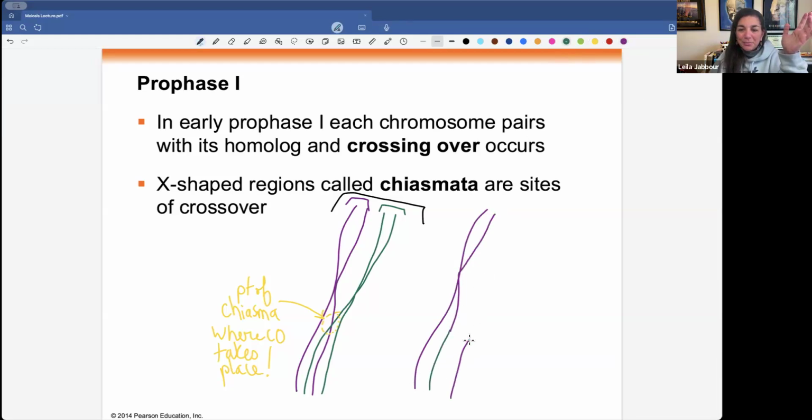You would end up with replicated chromosomes that have basically exchanged a piece of their DNA, right here. So eventually, when these chromatids are going to be separated, every single one of them will be different. Every single one of them.